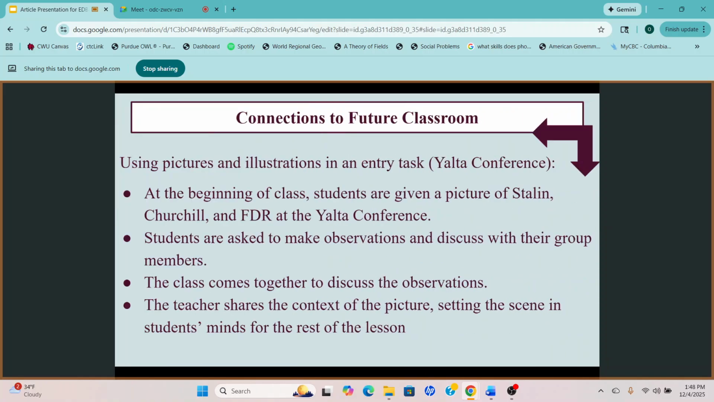And connections to the future classroom. This strategy would be great to use in an entry task, and I have used it in one of my own lesson plans where at the beginning of class students were given a picture of Stalin, Churchill, and FDR at the Yalta Conference, and then students were asked to make observations and discuss with their group members. And then the class comes together to discuss the observations. And then finally, the teacher shares the context of the picture, which sets the scene in students' minds for the rest of the lesson, which will be on the Yalta Conference and be more language heavy.